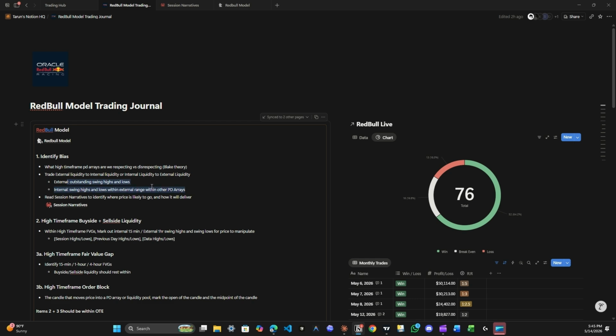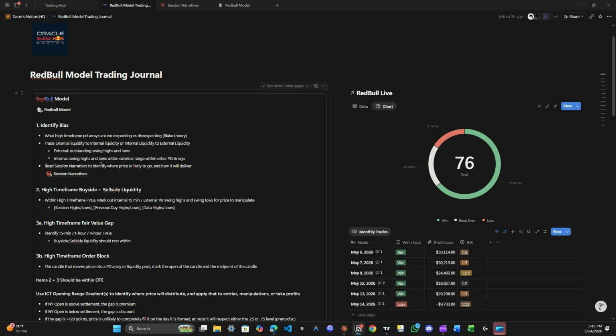And this is what internal and external liquidities are. Go over that later. Lastly is something that I've developed. It's called session narratives. I'll go over this later when I cover quarterly theory and daily profiles, weekly profiles, session profiles, hourly profiles. I'll go over all that later.